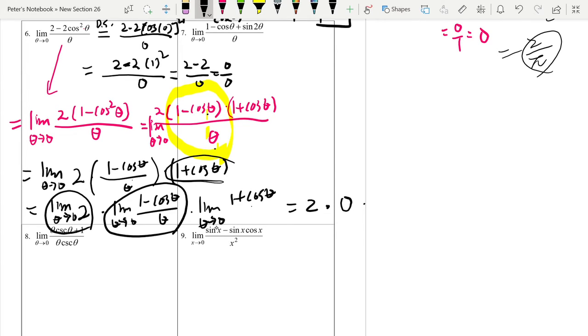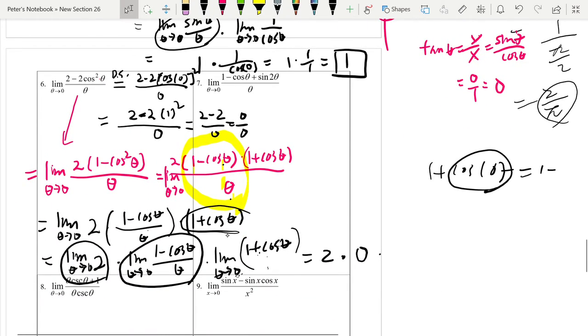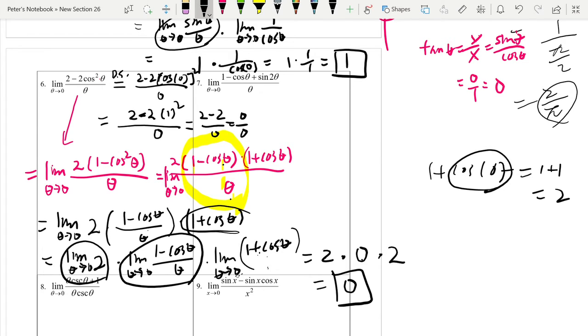And then here, you can actually calculate this out too. When you do a direct substitution, there'll be 1 plus cosine of 0, and cosine of 0 is, again, equal to 1. So you have 1 plus 1 here, which is equal to 2. So now you have a case where it's 2 times 0 times 2, which will just equal 0. So number 6 is going to equal 0. Pretty cool, eh?